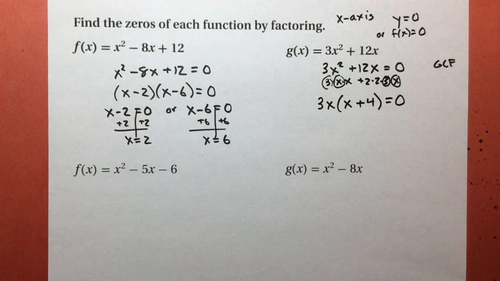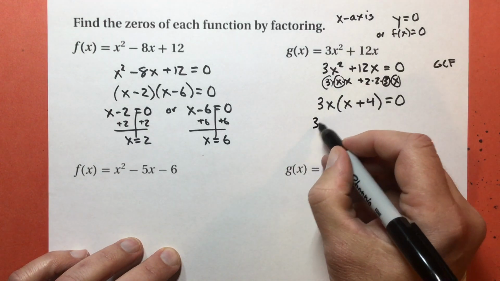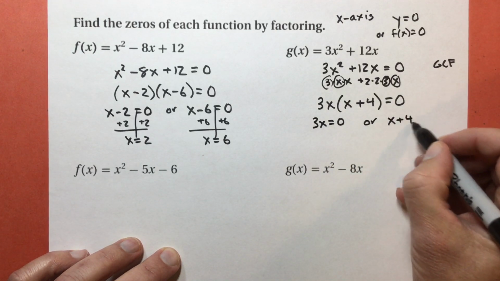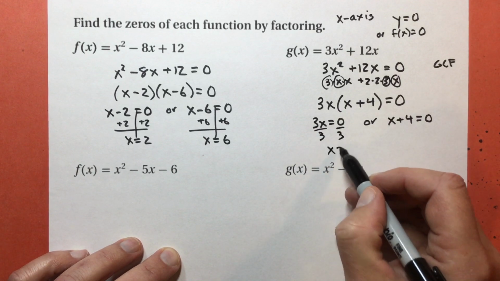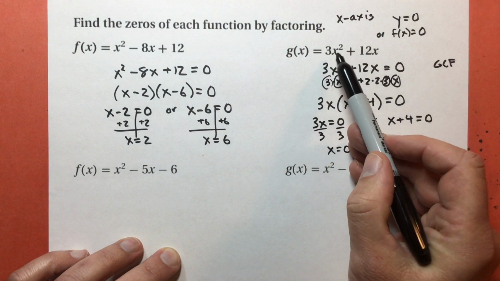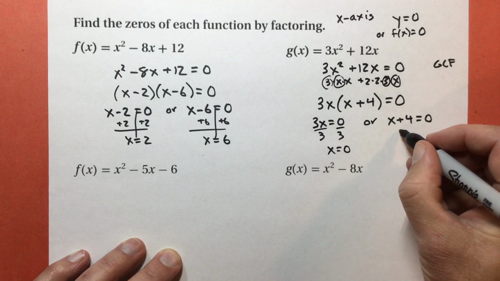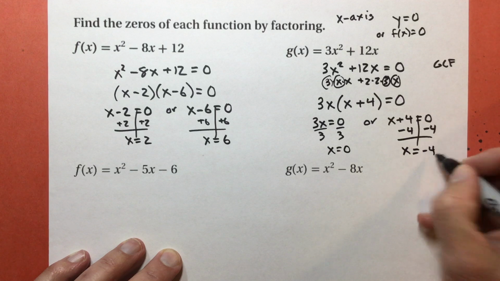Now again, after that first step, so many students want to just call it quits. You said by factoring, I factored it, but it actually says find the zeros, which is allowing me to solve this equation. So I do 3x equals 0, or x plus 4 equals 0. If 3x equals 0, that means x equals 0. And of course, check it. 3 times 0 squared plus 12 times 0, 0 plus 0 equals 0. If x plus 4 equals 0, I'm going to subtract 4, and I get x equals negative 4.